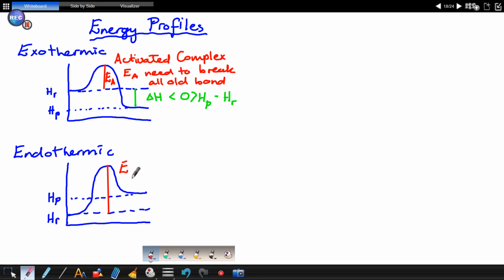Can you remember the stuff? Good. From last year. Now we need to move to this. So here we have delta H is greater than 0, or it's this HP minus HR will be greater than 0.